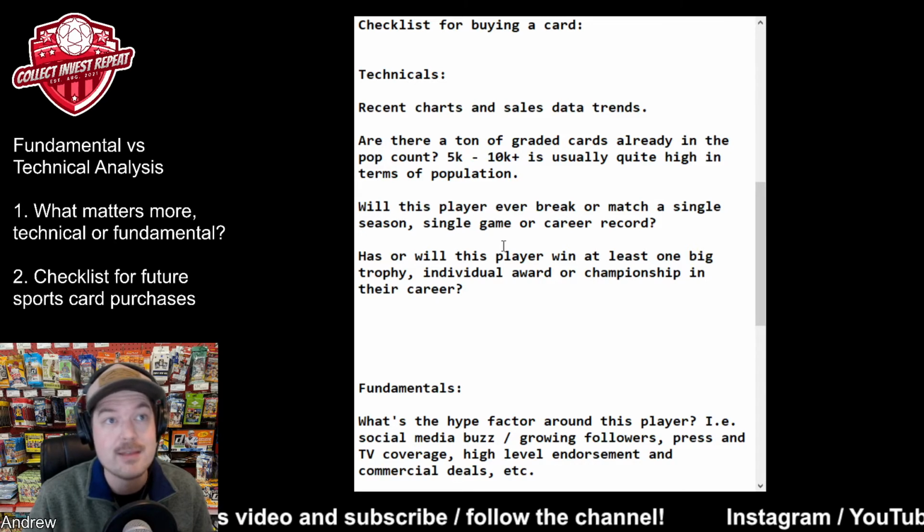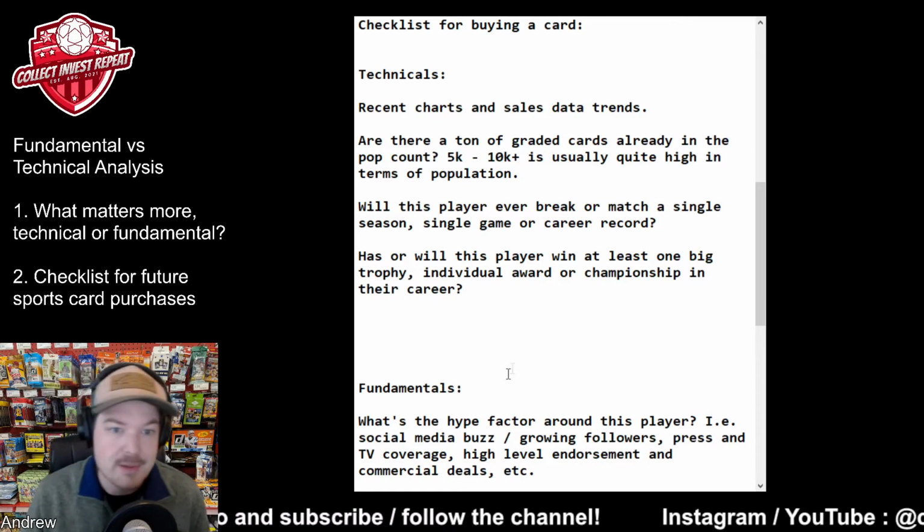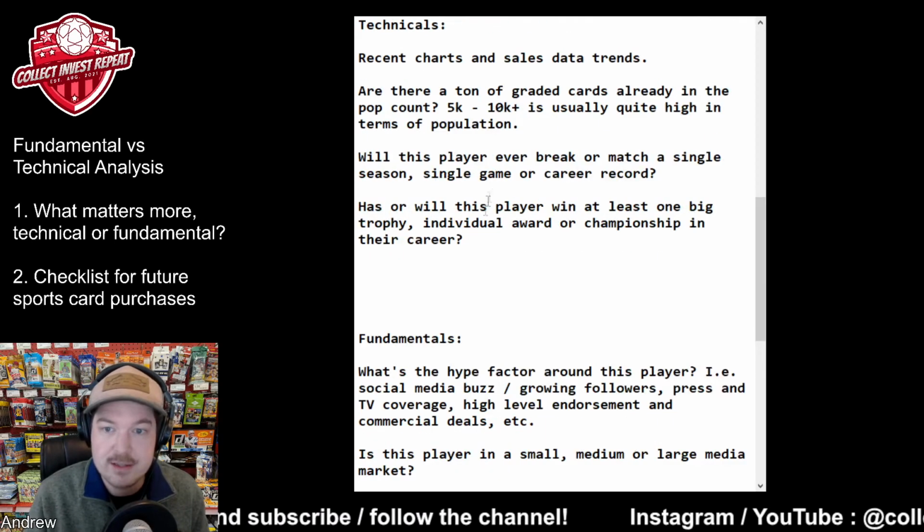But also keep in mind the modern NBA is definitely driven by three-point shooting. So I do think that plays into our favor in terms of that part of the checklist.